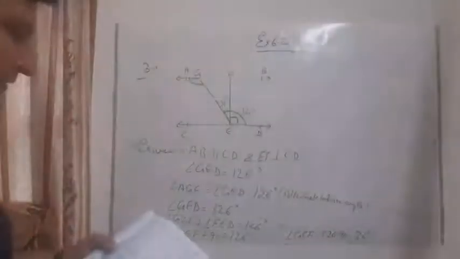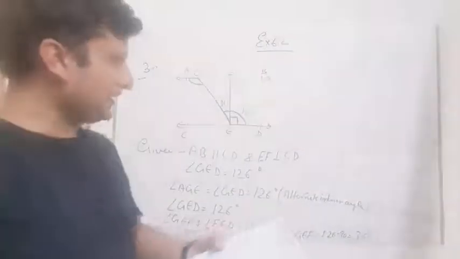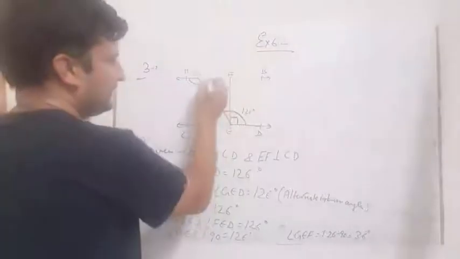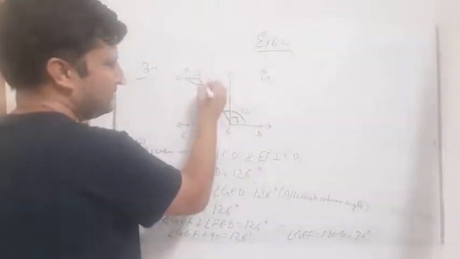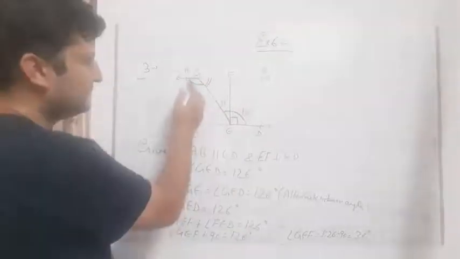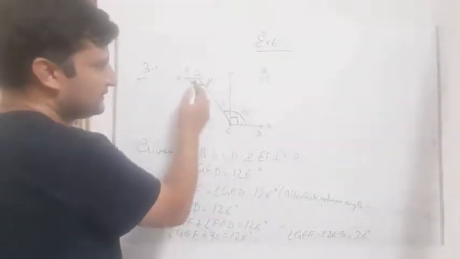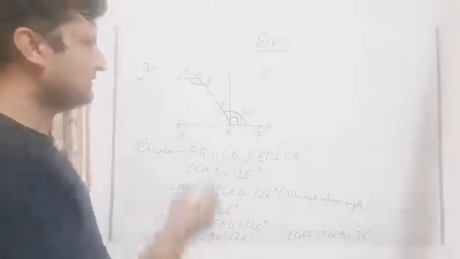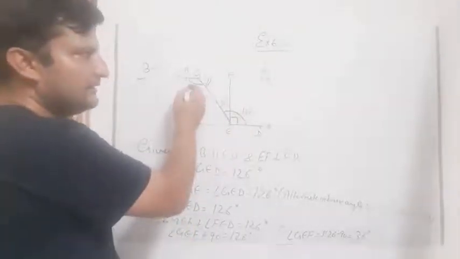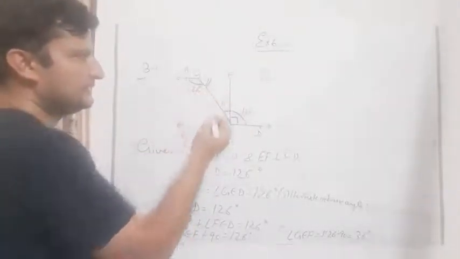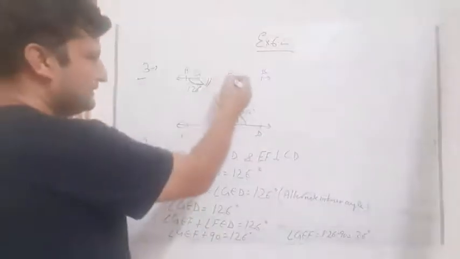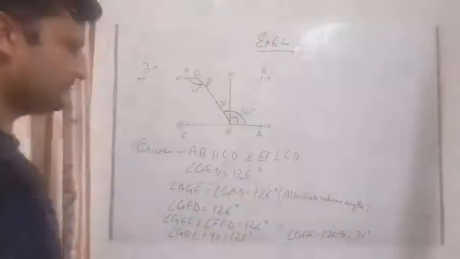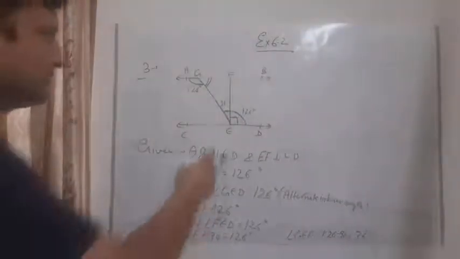Now another angle, what do we have to find? We have to find angle FGE. We can say that this is a straight line. So we have to find this angle. How can we find this angle? We can say that this is a straight line, so the sum of these two angles is 180 degrees. We have earlier found that this angle is 126 degrees. What is left? The angle we have to find is angle FGE.